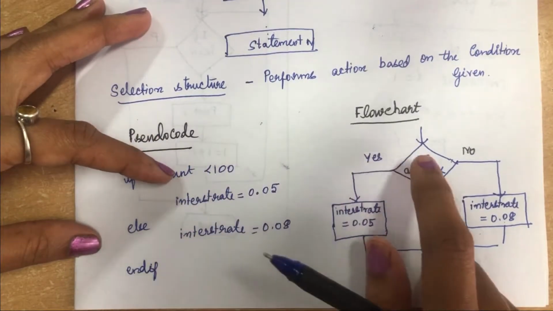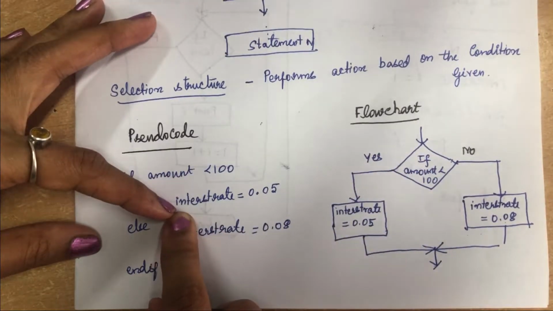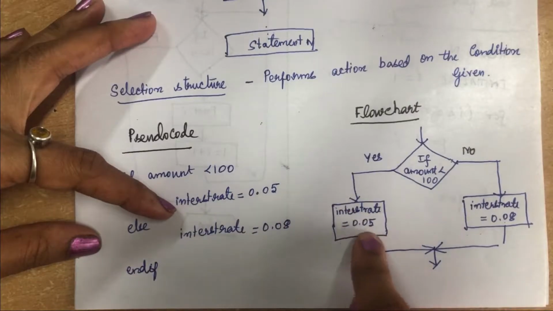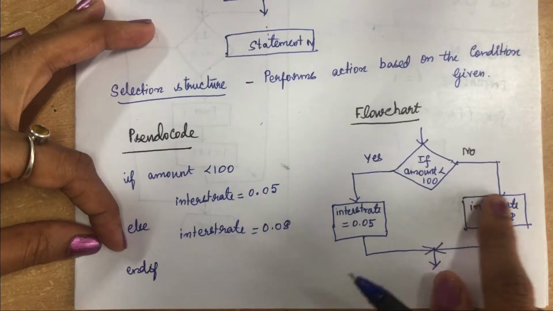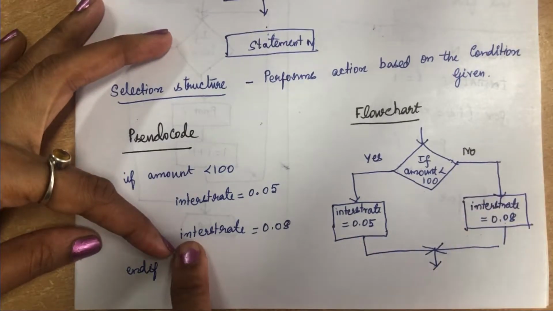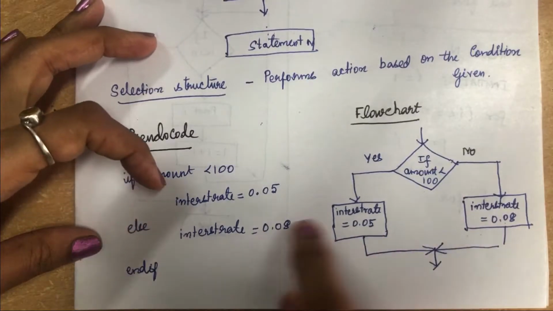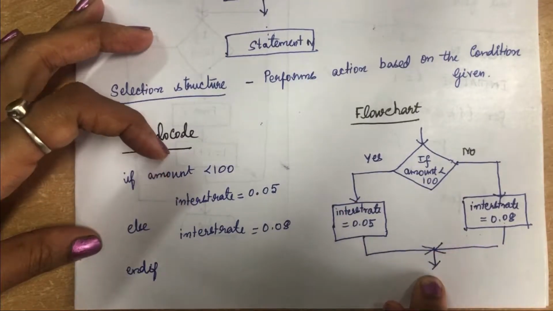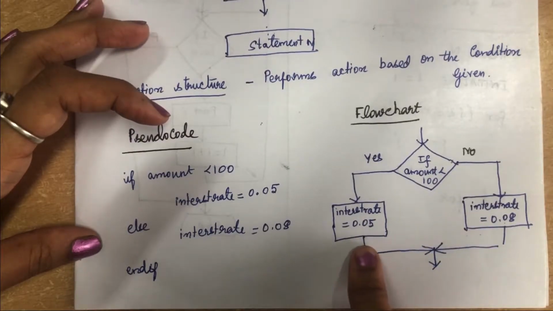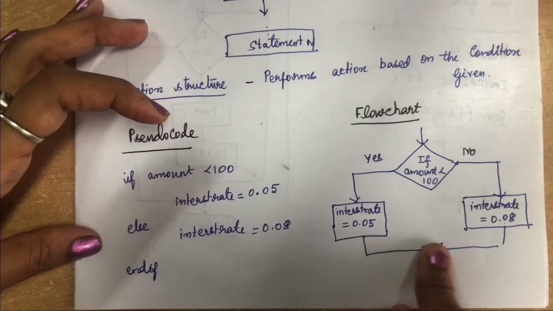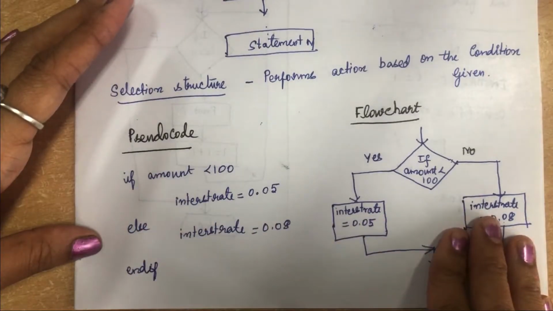If the condition is satisfied, yes means it will go to this particular part. Here you are going to write interest rate is 0.05. Else means no. No means it will go to the other set of statements where you give the statement interest rate is 0.08. And it is going to the next statement. Both the statements, you should not close it over here. You should come here and then it will go to the next statement. So this is how you have to draw your flowchart.